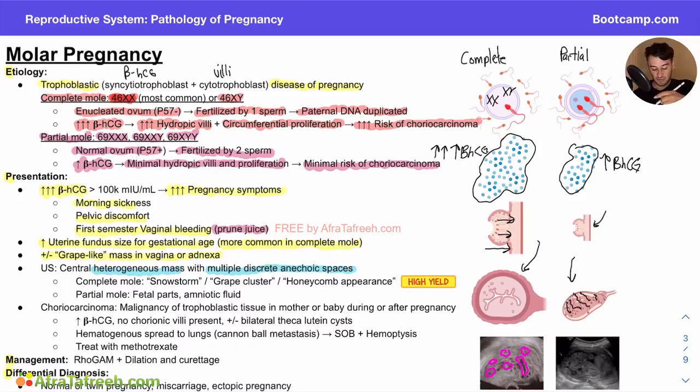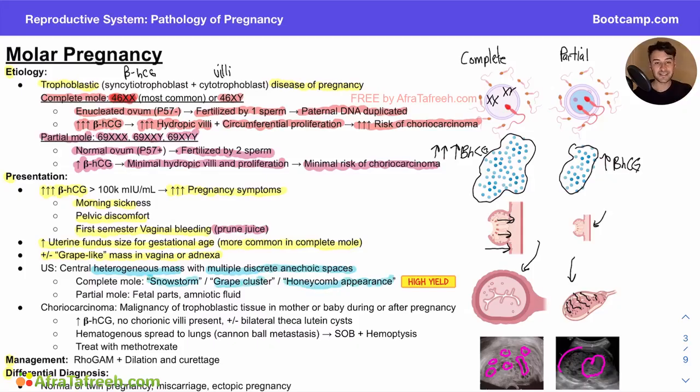Whereas in our partial mole, you can appreciate that anechoic appearance over on this side. And you can also appreciate some fetal parts right here. So we have fetal parts like the head and what would be the fetus lying right here, and that's going to help you differentiate a partial mole, which has fetal parts. I think of partial as parts, like they both have P-A-R-T in them, so that helps me remember. And then the language that they're going to use to describe this ultrasound of the heterogeneous mass with anechoic spaces, they like to describe this as a snowstorm or a grape cluster or a honeycomb appearance.